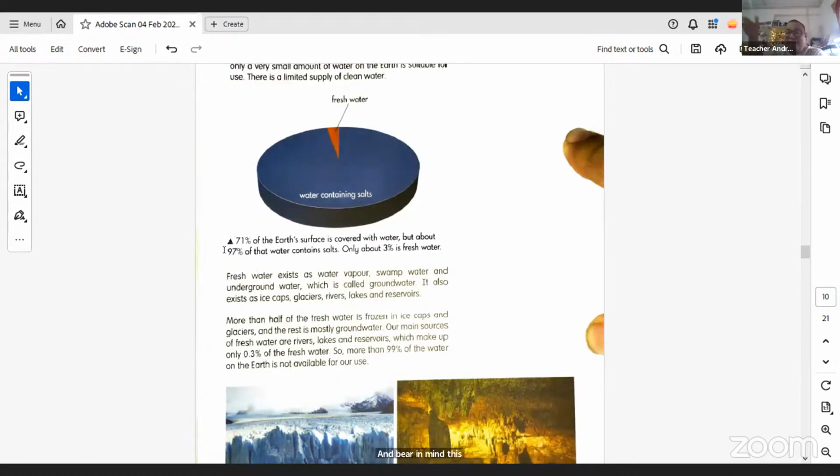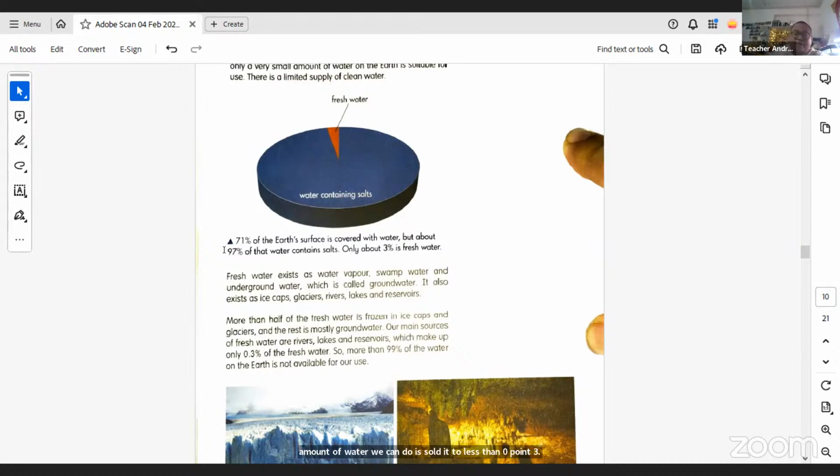And bear in mind, this 3% is further split into water vapor, storm water, and underground water. And ice water, ice caps, rivers, lakes. So out of the 3%, there's an even smaller percentage of water that we can use. Bear in mind that there's still ice cap at the North Pole and South Pole. There's the ice mountain. There's groundwater we cannot get. There's some water that's dirty. So the amount of water that we can drink is so little, less than 0.3%.